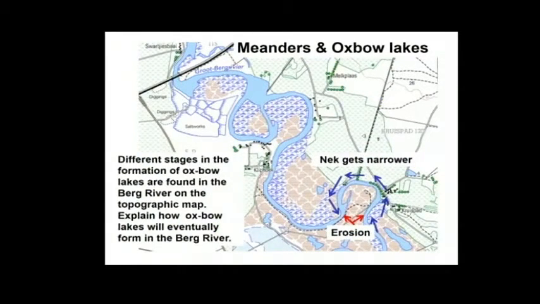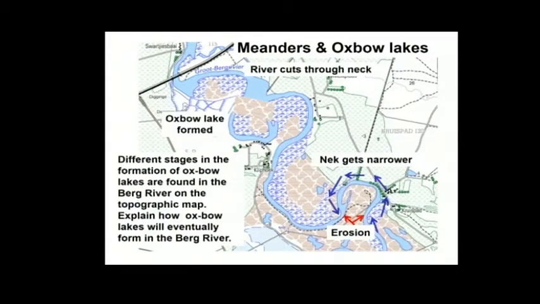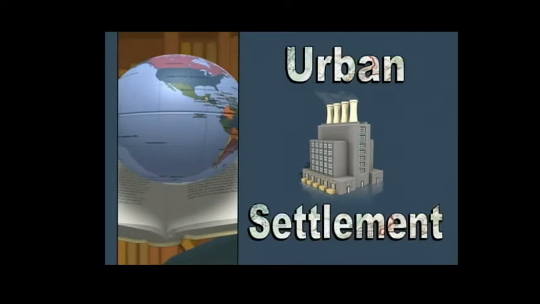This neck is getting narrower and narrower, and eventually, look at this, the stage in which this one is, here, this bend. Then look at this one. Can you see the river has cut through here already? And if you get your deposition of alluvium here, then you get an oxbow lake. So it's very important that you must know this stuff for your second question as well.